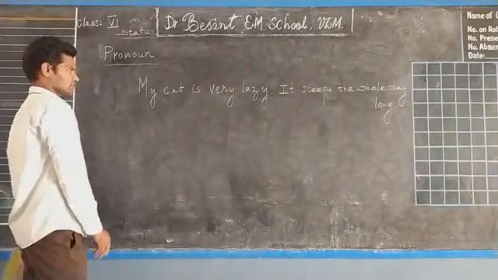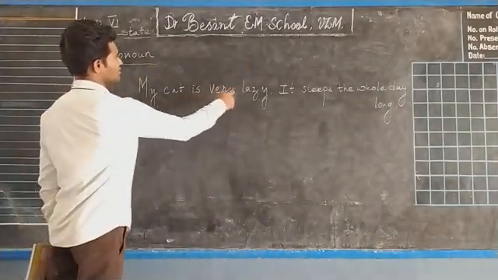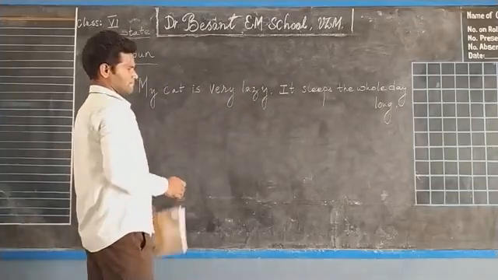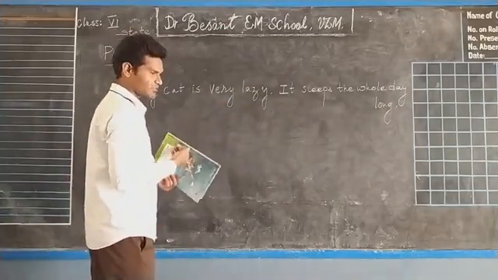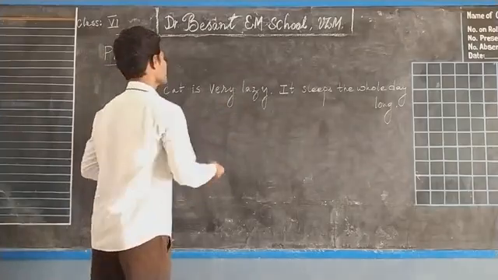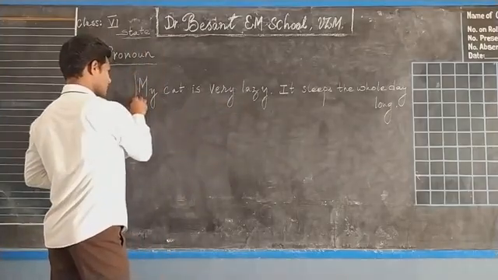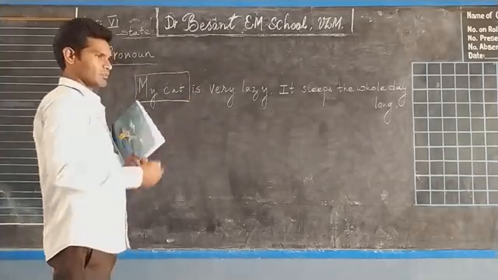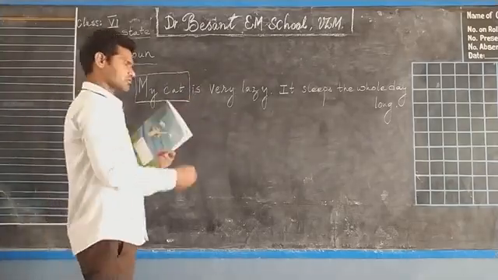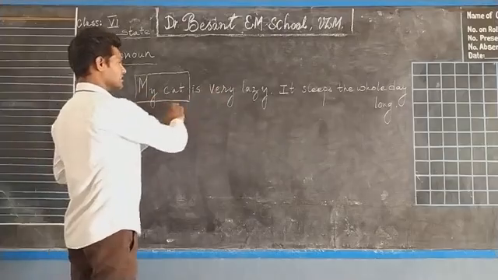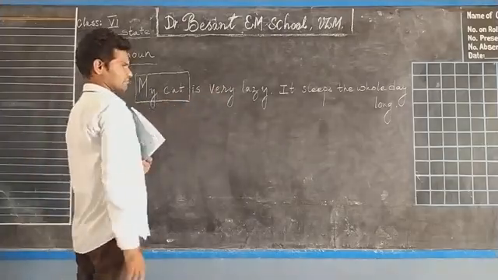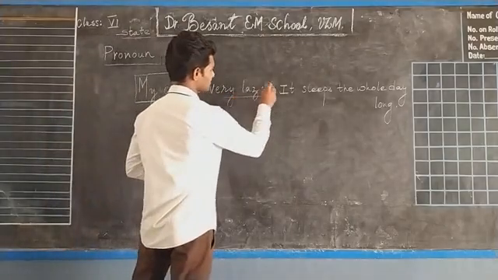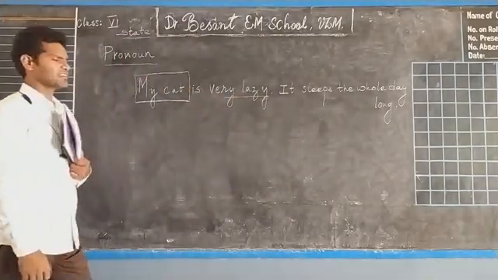Now let us study this. My cat is very lazy. In the first sentence, whom do we talk about? We talk about the subject, my cat. This is the head noun, the most important word we talk about. Here in this sentence we talk about the cat. How is the cat? Very lazy. The cat is very lazy.